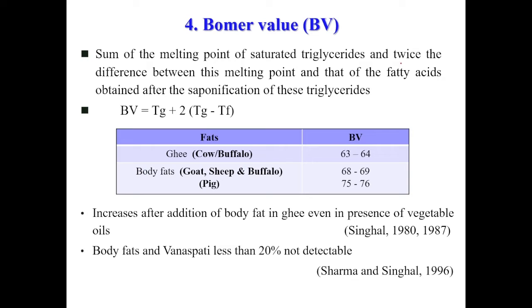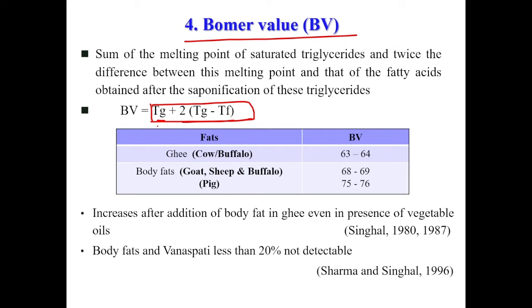Then the fourth test is the Boehmer value. Boehmer value is equal to Tg plus twice of (Tg minus Tf). Tg is the melting point of the saturated triglyceride, and Tf is the melting point of the fatty acid obtained after the saponification of these triglycerides.